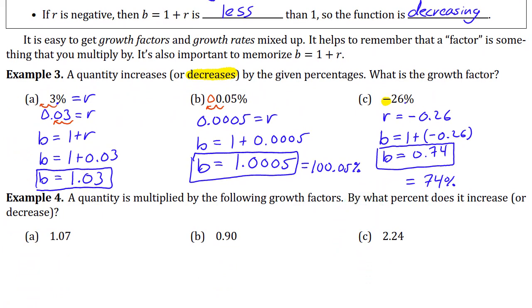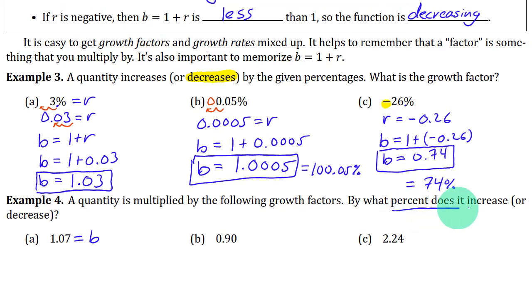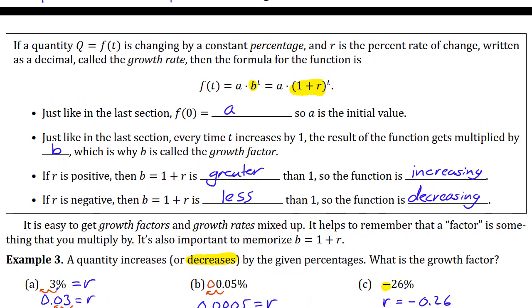Let's look at a couple more here. We have the following growth factors. By what percentage does it increase or decrease? So if you multiply by 1.07, this is your b here. That b is always equal to 1 plus r. And what we want to know when it says what percent does it increase or decrease, that means the question is asking for r. That's what r represents here, the percent rate of change.